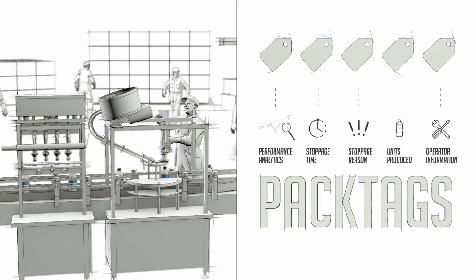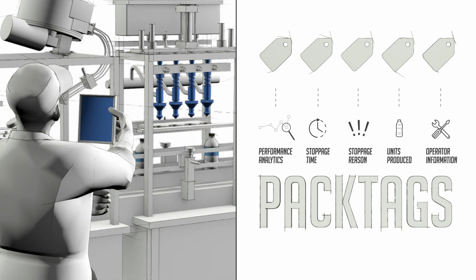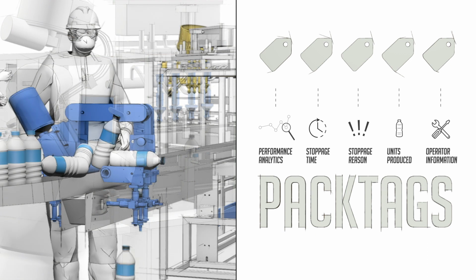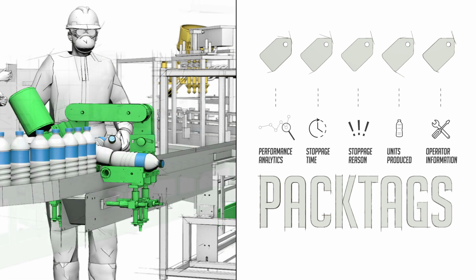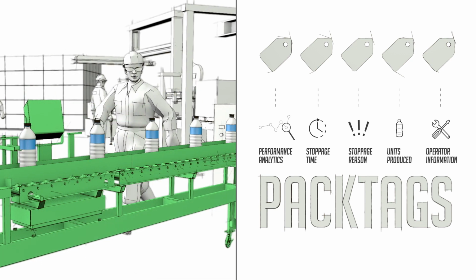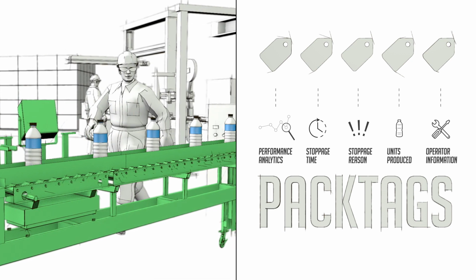Pack tags are categorized as command, status, or administration data. They can contain many different kinds of information, such as what state machines are in, time spent in different states, details about recipe changes, speed, rejects, and more.